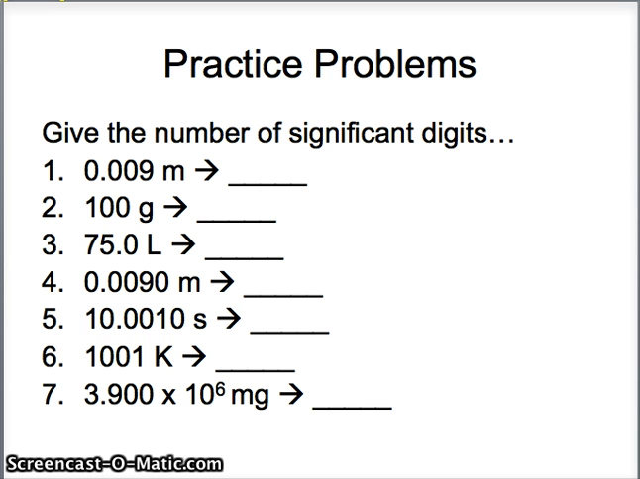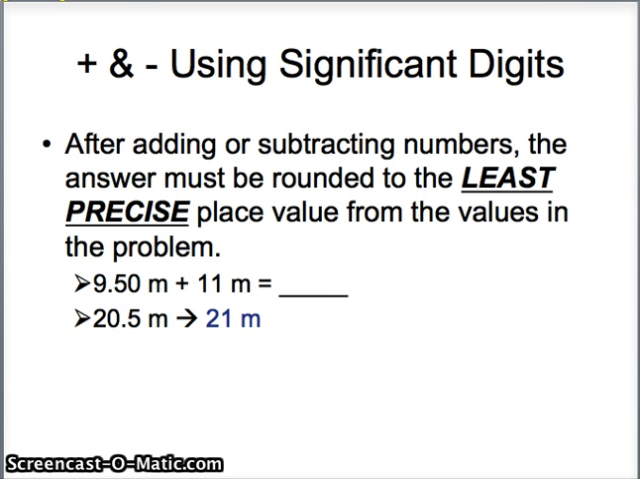So, you can pause it, and we'll move on. When you're adding and subtracting values utilizing significant digits, the rule is that when you're adding or subtracting numbers, the answer must be rounded to the least precise place value from the parts of the problem. If you look at the example here, 9.50 meters plus 11 meters, you notice that there are 2 parts to this problem. Term 1 is 9.50, term 2 is 11 meters.